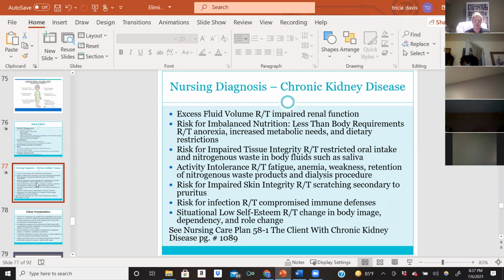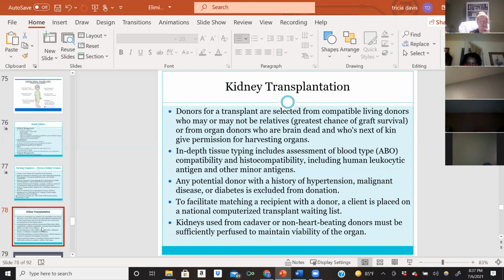Risk for impaired skin integrity related to scratching secondary to pruritus. Remember, we said as they get further into the chronic kidney disease, they can develop pruritus and dry, scaly skin. Risk for infection related to compromised immune defenses, situational low self-esteem related to change in body image dependence, and role change. So you should go to page 1089 in your book and look at the care plan for the client with chronic kidney disease.